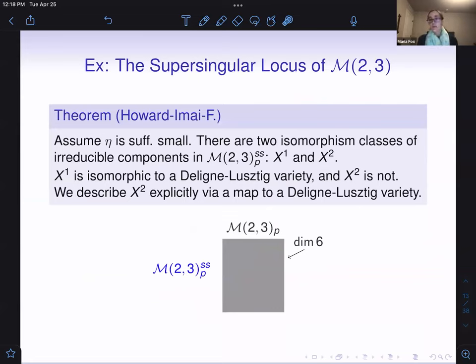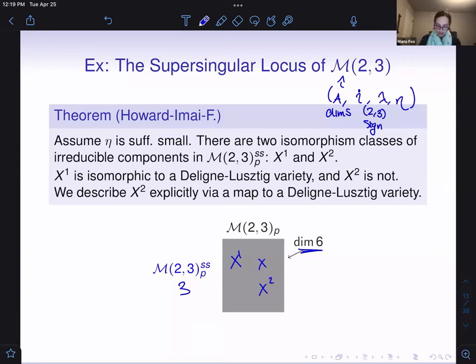However, something interesting happens when we increase the signature now to 2-3. So now our abelian varieties are dimension 5. We have an action that meets the signature 2-3 condition on the Lie algebra, polarization, and level structure. Now our moduli space is dimension 6, and our supersingular locus is dimension 3. I can't draw very many pictures for you of this, but in this case now we have multiple isomorphism classes of irreducible components, call them X1 and X2. X1 is isomorphic to a Deligne-Lusztig variety, very analogous to what we've seen before. But X2 is interesting in that it's not. However, we can describe it concretely via a map to a Deligne-Lusztig variety. So this is joint work in progress with Howard and Amai, based on a previous project with Amai.